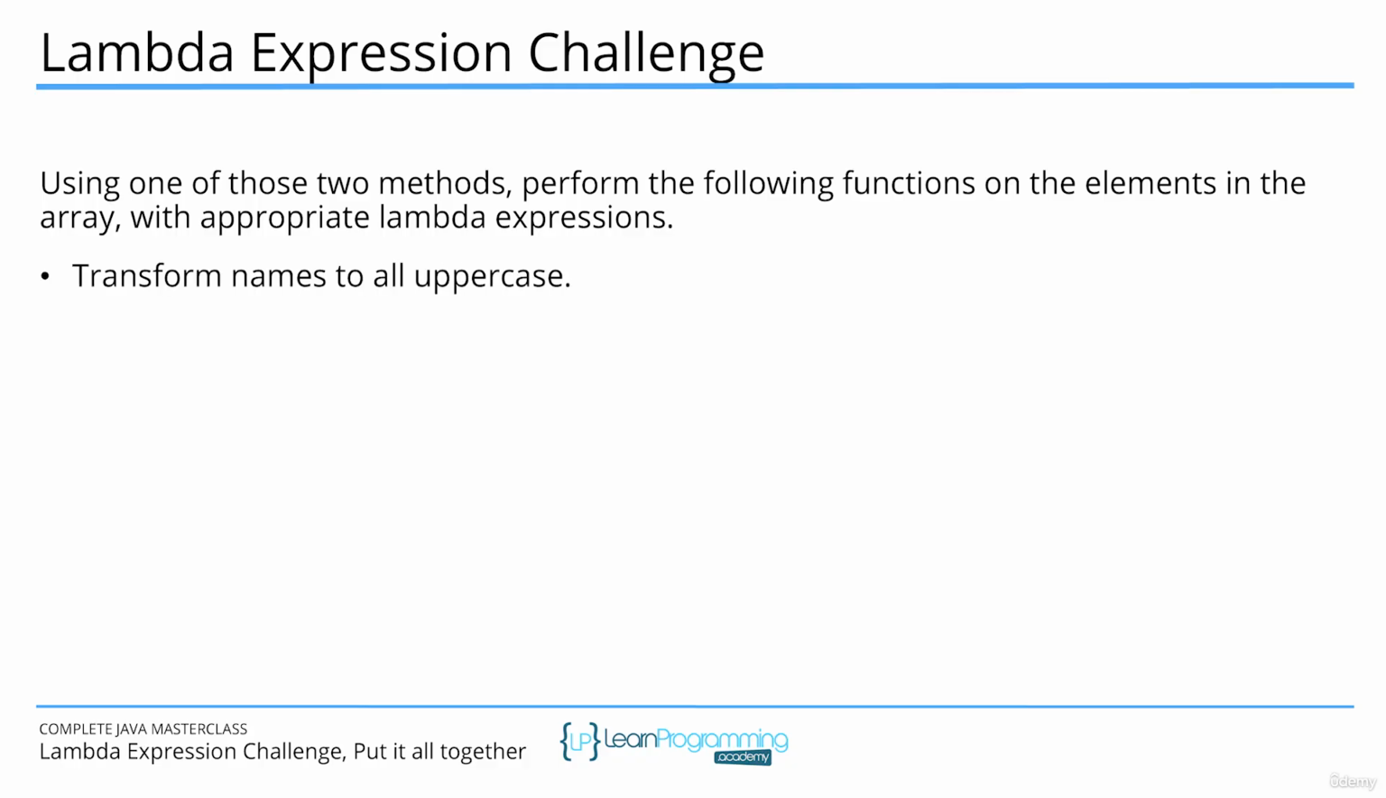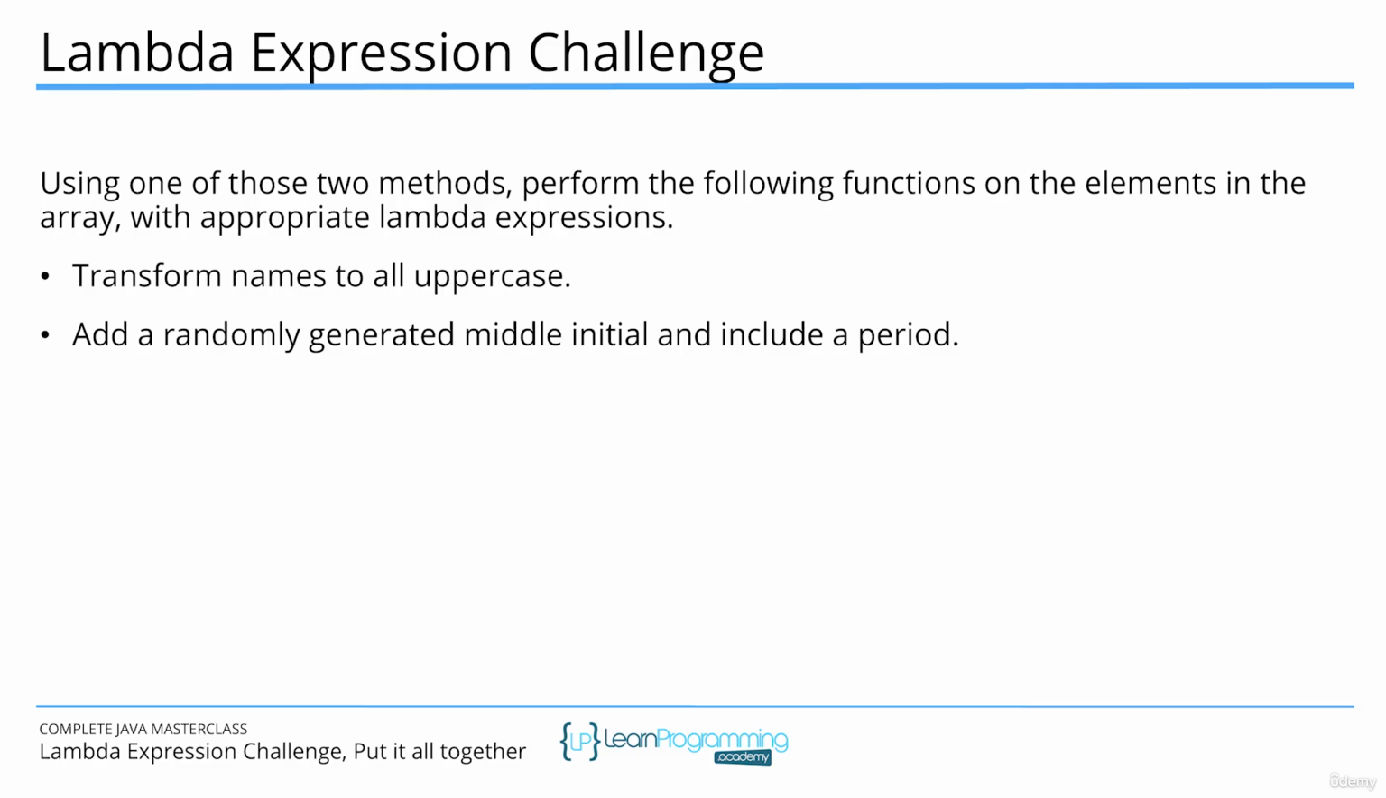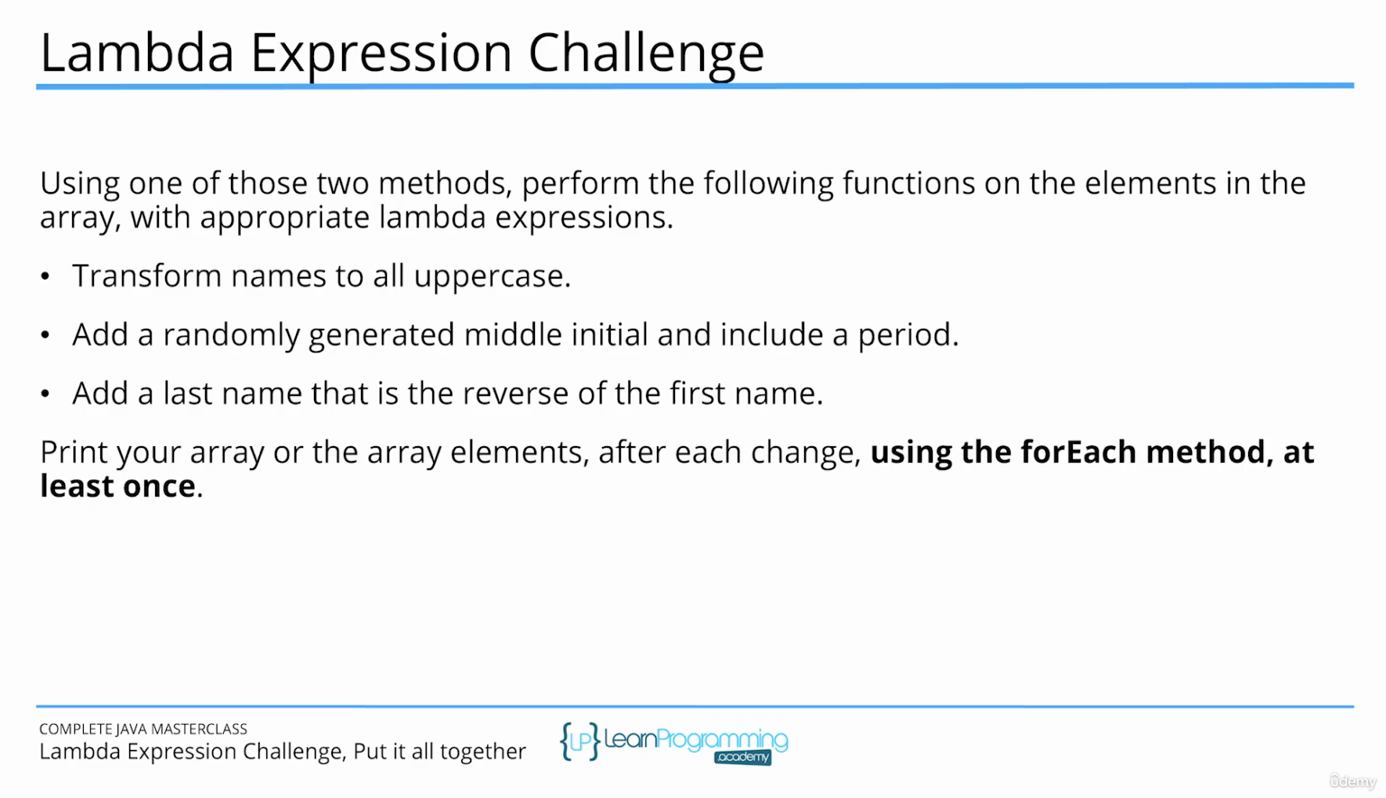Transform names to all uppercase. Add a randomly generated middle initial and include a period. Add a last name that is the reverse of the first name. Print your array or the array elements after each change using the forEach method at least once.